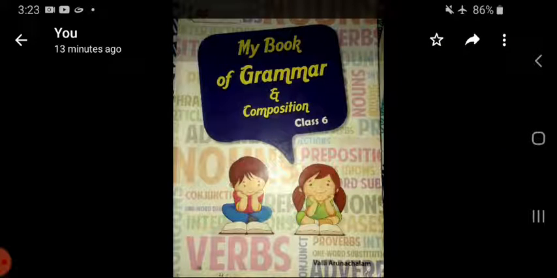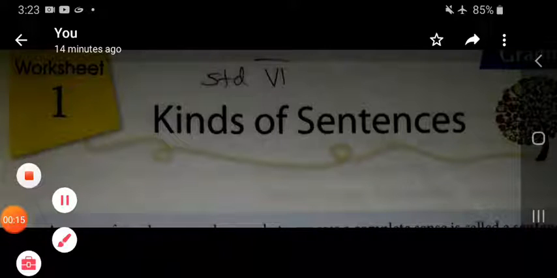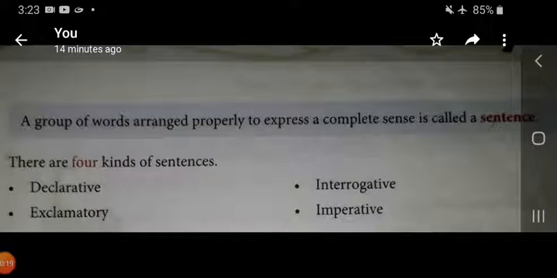Today we are going to start chapter number 1 of my book of grammar and composition, that is kinds of sentences. What do you mean by sentence? A group of words arranged properly to express a complete sense is called a sentence.